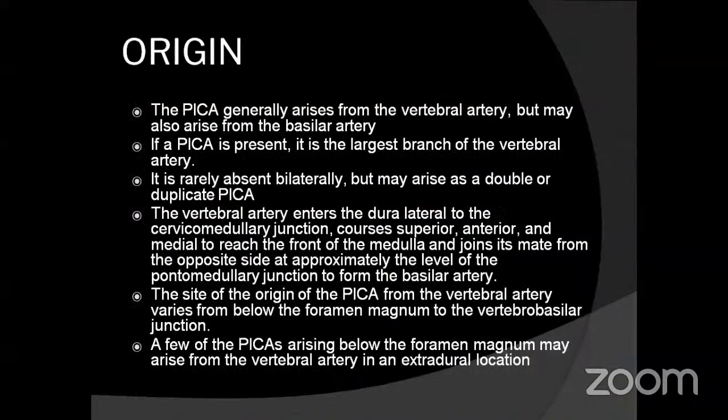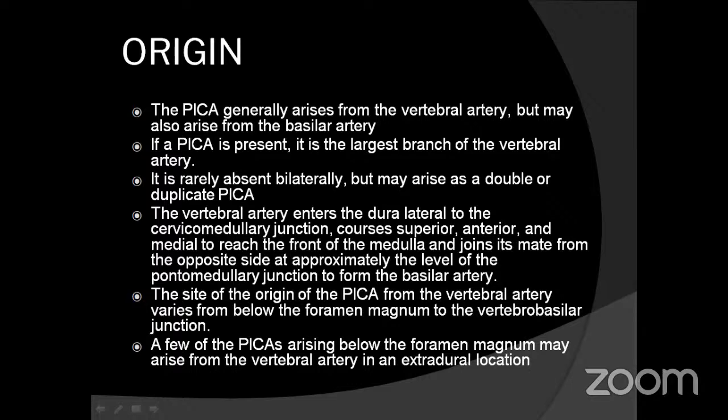So let's study the origin of the PICA. As we have done in previous lectures, we start with the segments, then go with origin, then bifurcation. We have done segments of the PICA. Now, what is the origin of the PICA? The PICA generally arises from the vertebral artery, but may arise from the basilar artery. If the PICA is present, it is the largest branch of the vertebral artery. It is rarely absent bilaterally, but may arise as a double or duplicate PICA.